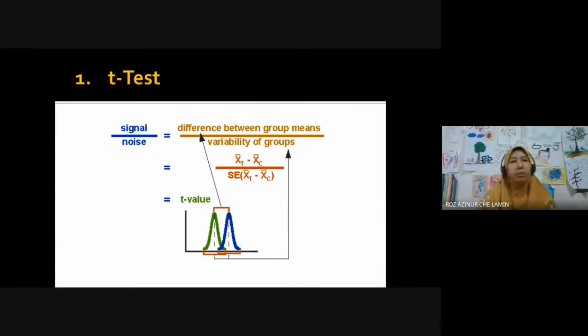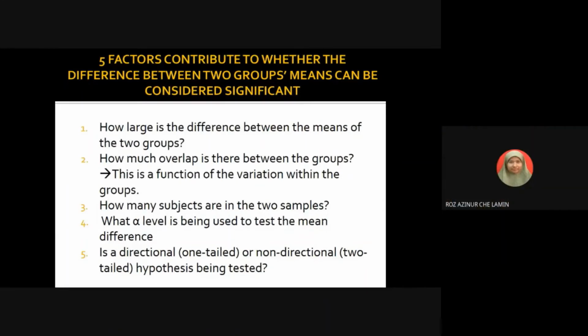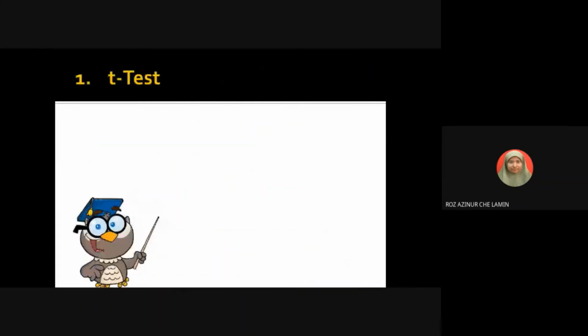There are five factors that contribute to whether the differences between two groups' means can be considered significant. First, how large is the difference between the means of the two groups? How much overlap is there between the groups? Is this a function of the variation within the group? How many subjects are in the two samples? What alpha level is being used to test the mean difference? And is a directional one-tail or non-directional two-tail hypothesis being tested?